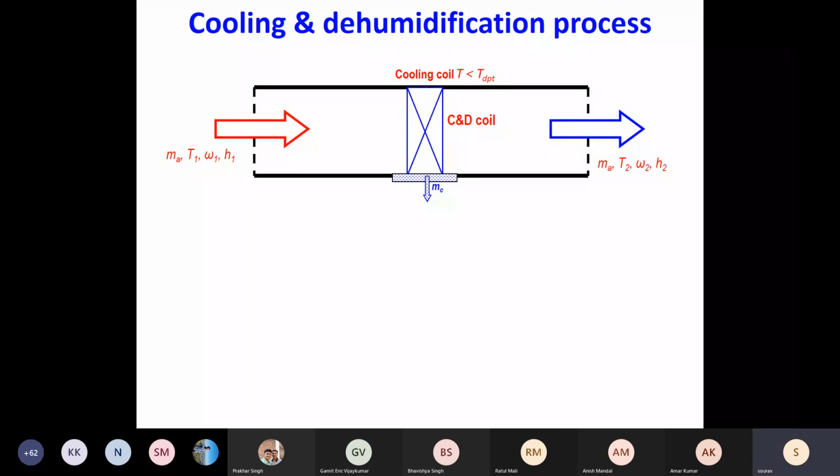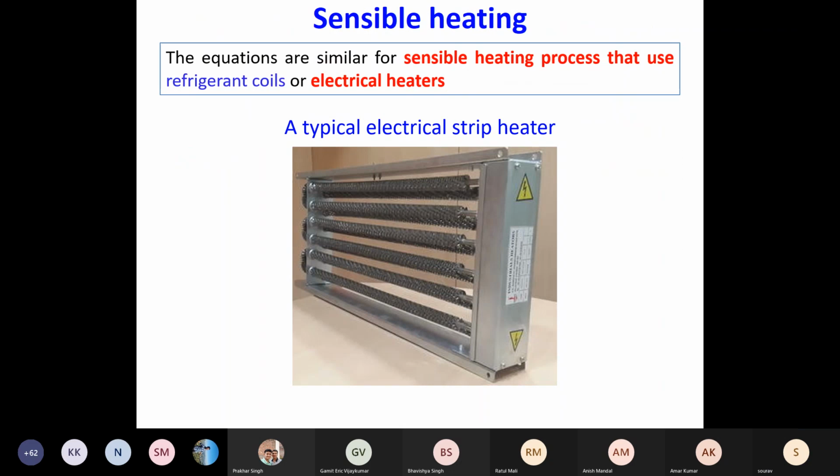So if you have to work out a problem on sensible heating, it is very similar to the previous case only. I have not given any example. If you see such devices placed in your air ducts, normally such devices are placed in central ACs. They look like a tube fin arrangement again, but you have the electrical heating coil inside this tube. Air hits this and gets heated and comes out.